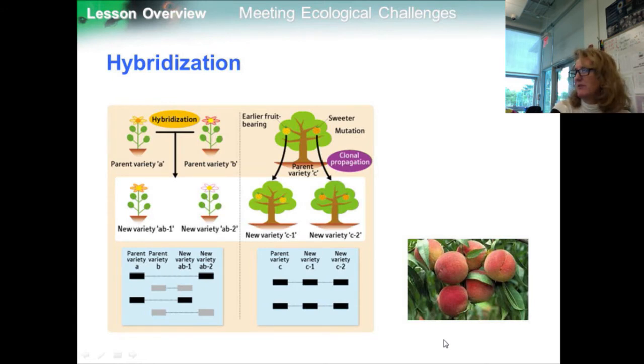Let's look at hybridization first. I'm having a hard time saying that word for some reason. American botanist Luther Burbank developed more than 800 varieties of plants using selective breeding methods. One method Burbank used was hybridization: crossing dissimilar individuals to bring together the best of both organisms.